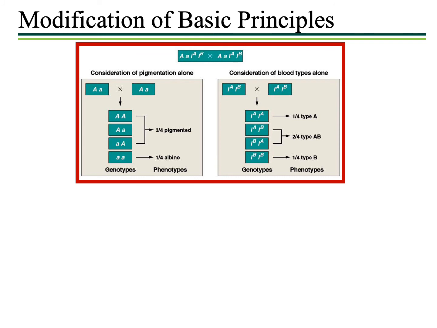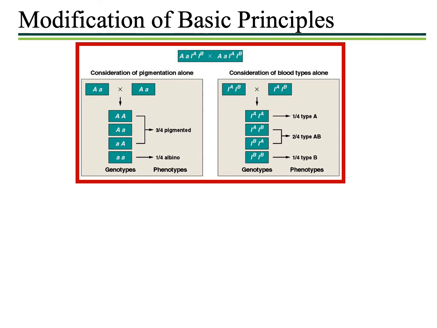What you can do is work them individually, again looking at single monohybrid crosses, and make your predictions of the outcome. So for a classic dominant recessive relationship where two individuals that are heterozygous are crossed, we would expect for phenotypic outcome 3/4 of the offspring to be normal pigmentation and 1/4 of the offspring to be albino.